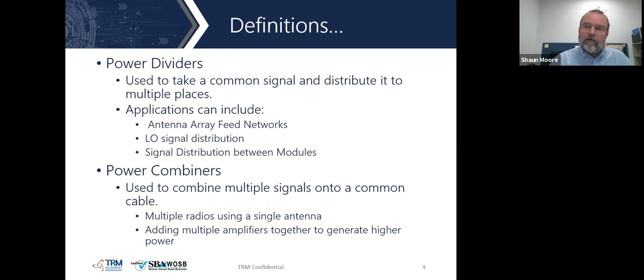Now, the tricky part here is that when you combine a signal, the combining actually happens vectorially. So each signal is a vector. There is an amplitude and a phase associated with it, and these vectors add with each other. From an application standpoint, you can use power combiners either for taking multiple radios off of a single antenna, or if we're driving the antenna itself, we can take multiple amplifiers and combine them together to generate higher power.